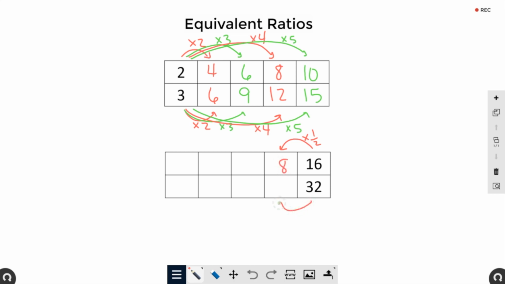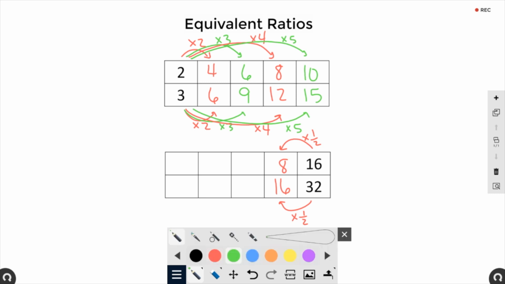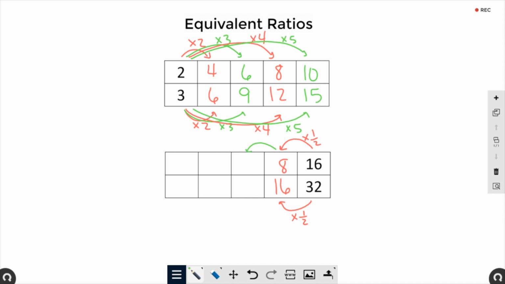And what we do at the top, we will do down here. Times 1/2, which will give us 16. 16 times 1/2 gives us 32. Wait, we mean 32 times 1/2 gives us 16. So now we can see that we can continue this pattern from the ratio that we just created. 8 times 1/2 gives us 4, and 16 times 1/2 gives us 8.